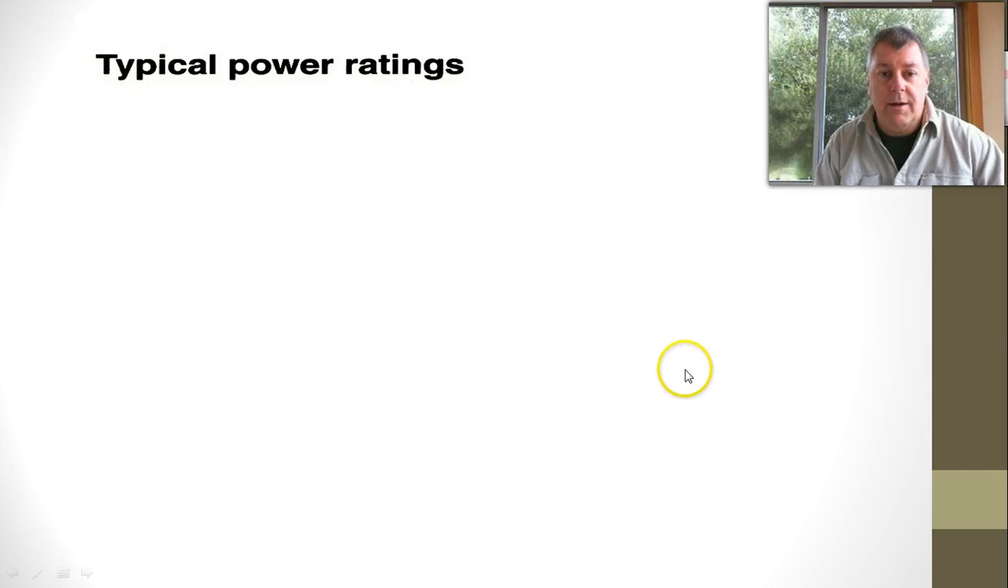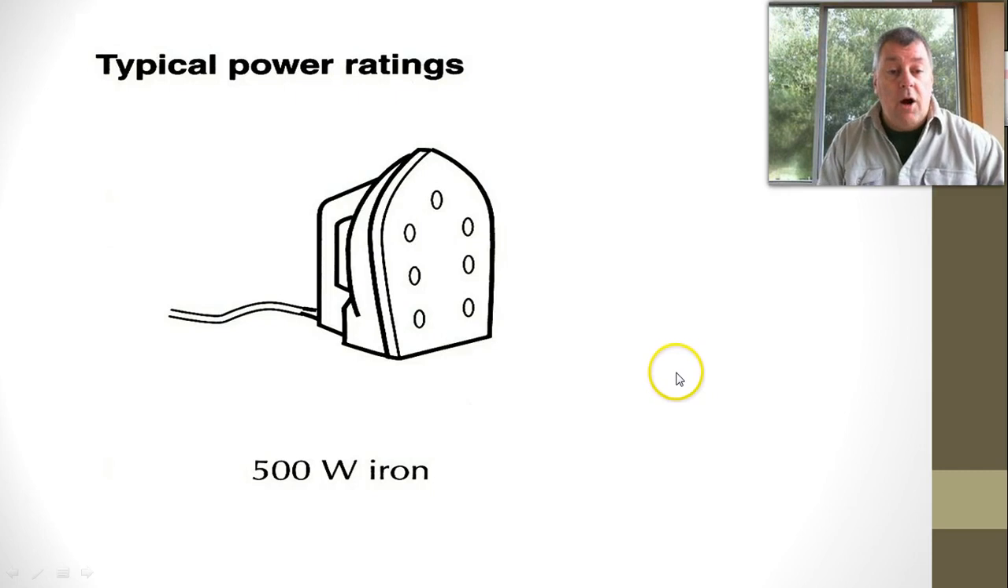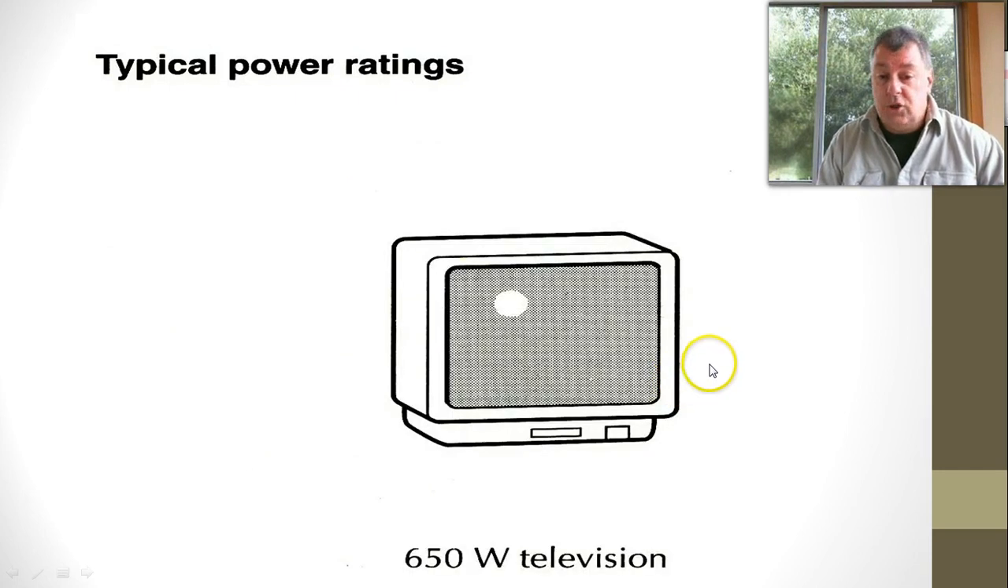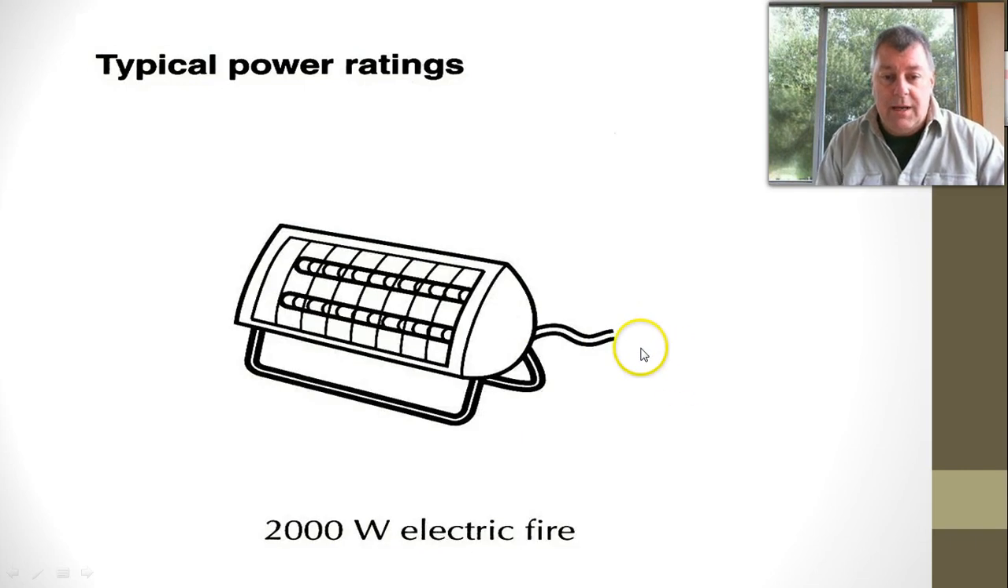Okay, some other typical power ratings. An iron uses a fair amount of energy, so it's got a power rating of 500 watts. A television, 650 watts. A hairdryer uses a lot of energy. That's probably why your parents are always telling you not to use the hairdryer so much. 1250 watts. And your bar heater, and often these heaters have switches on them, and the switches tell you how many watts you're using, whether you use 1 element or 2 elements. But again, heating uses a lot of energy, therefore adds to your electricity bill.